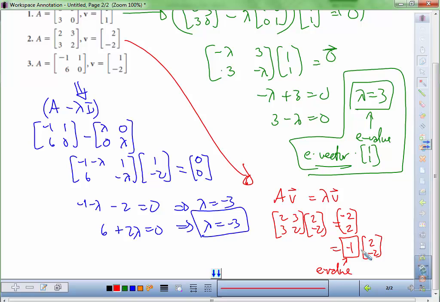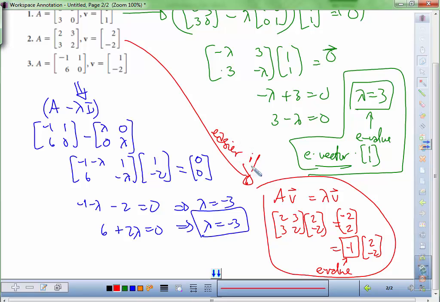Any questions? Easier if the eigenvector is known. Yeah, but if you know the eigenvector, the work that we did over here is a little bit more work than what we needed to do. So if you do know the eigenvector, then this is the way to go.